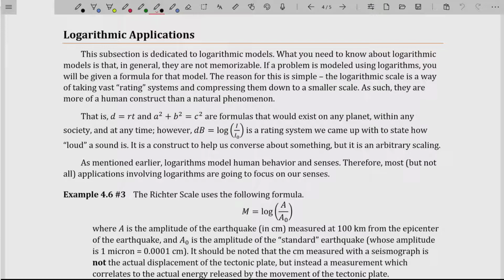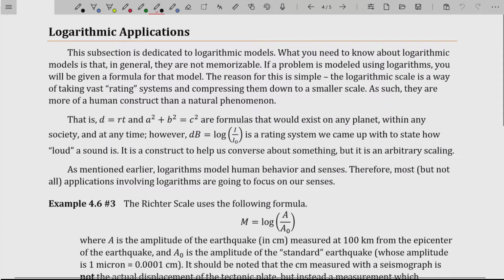So in this video, I'm just going to talk about logarithmic applications rather than going through and doing a laundry list of them. We'll do a single example, but there's no reason to do a ton of them because they're all kind of the same example over and over again. So I'm going to read this out. This subsection is dedicated to logarithmic models.